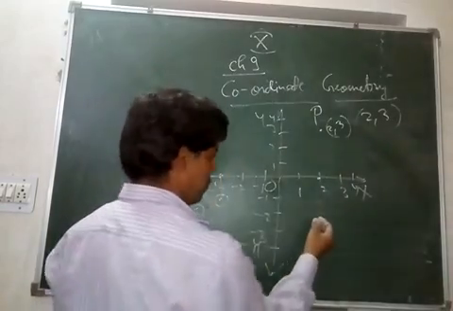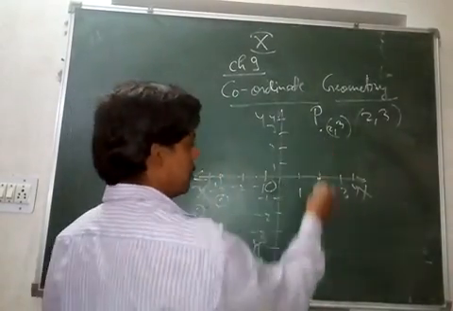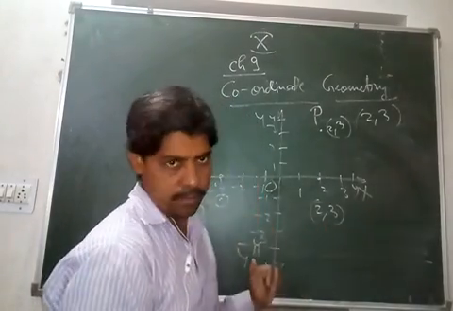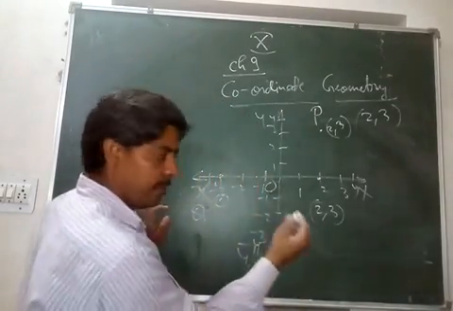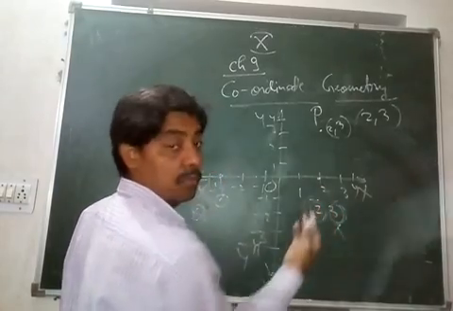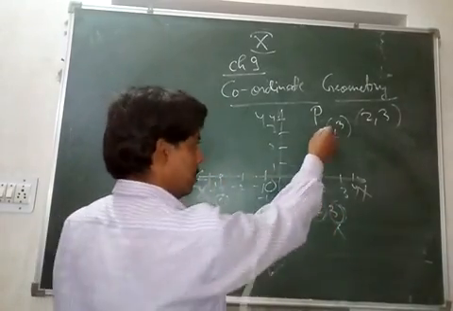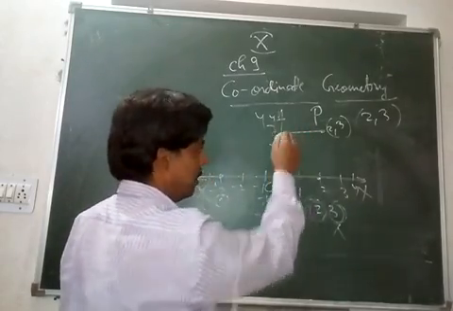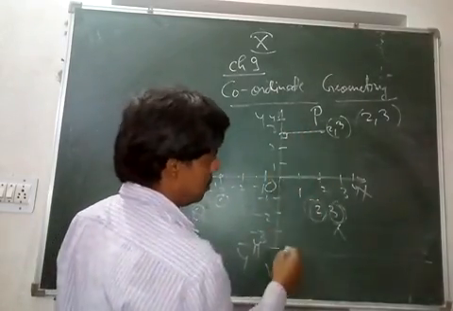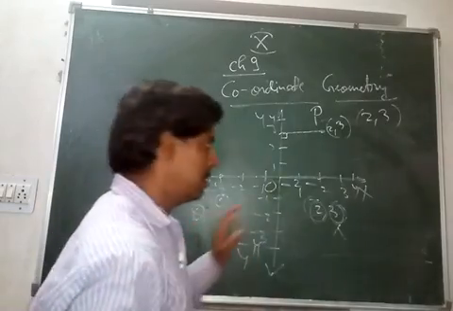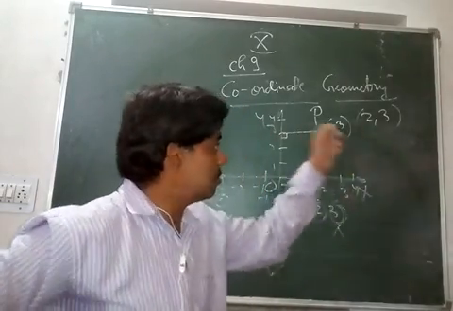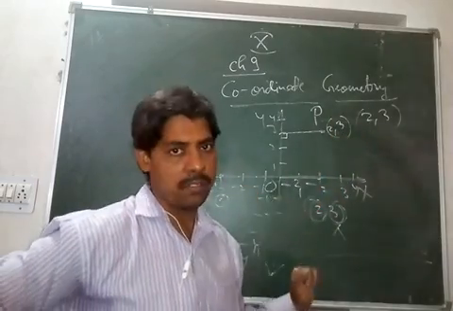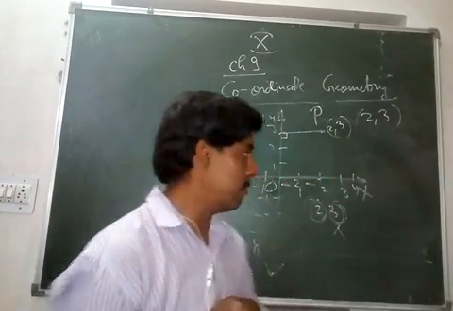Suppose somebody asks you what is the distance of 2, 3 from y-axis. Now the distance of 2, 3 from y-axis is not 3, it is 2. See here, distance of point P 2, 3 from y-axis. Distance means perpendicular line. This distance is 2 units. So the distance of 2, 3 from y-axis is 2 units, and the distance of 2, 3 from x-axis is 3 units. So that has to be very clear in your mind.